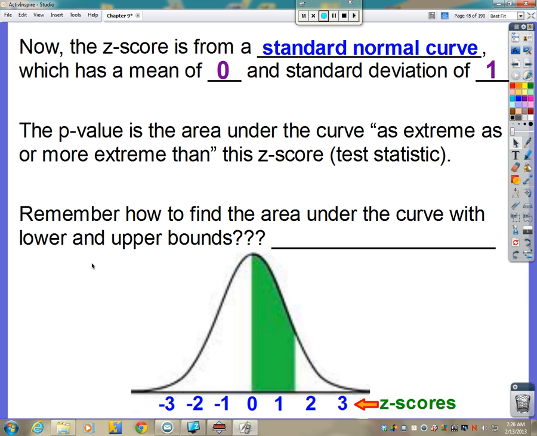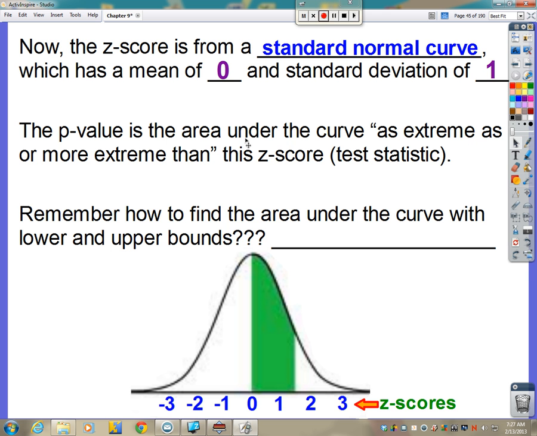Now, a z-score is from a standard normal curve, which means it just has a mean of 0 and a standard deviation of 1. So we don't have to worry about putting in 0 and 1 into our calculator, which will be more revealed when we get to this part.